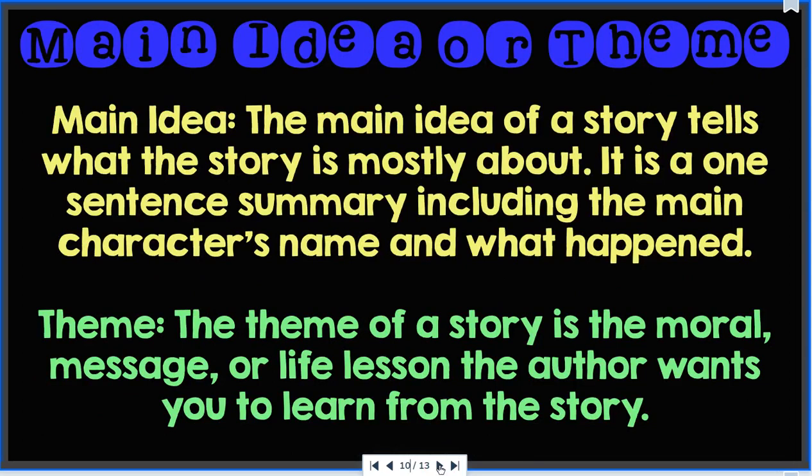Main idea or theme. Main idea. The main idea of a story tells what the story is mostly about. It is a one-sentence summary including the main character's name and what happened in the story. Theme. The theme of a story is the moral. It is the message or the life lesson the author wants you to learn from the story. Theme is bigger than one character. It is a lesson the author is trying to teach in general about life.